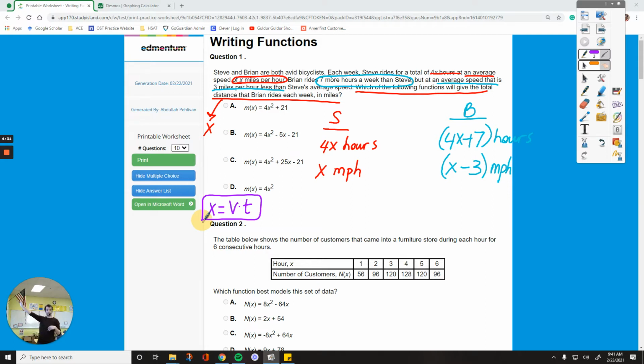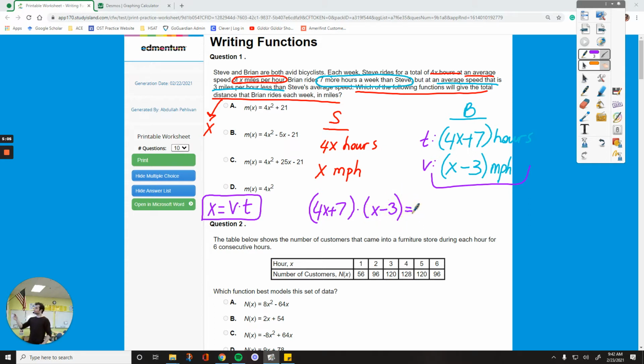So you're working to figure out the distance for Brian, right? This is what you're trying to figure out. I need to multiply the average speed, that's the speed, and this is the time. My bad. I need to flip them. So this is the time, 4x plus 7 hours, and this is the speed or velocity. So just multiply them together. 4x plus 7 times x minus 3.